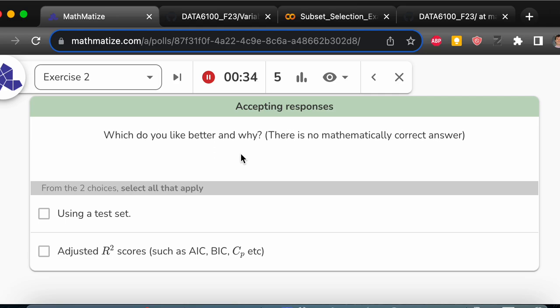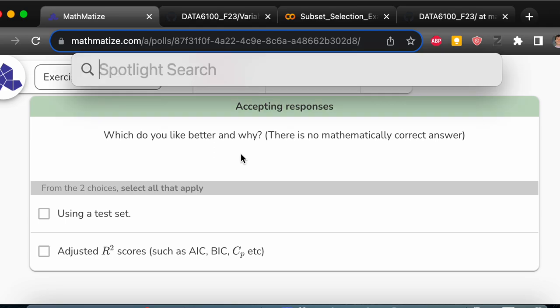And I will let you pick which one you like better. Do you like the test set better, or do you like these cool adjusted ones better? They have some pros and cons. One of them is not always better than the other one. There is no mathematically correct answer. But I'll let you think for 1 minute and tell me what you think.